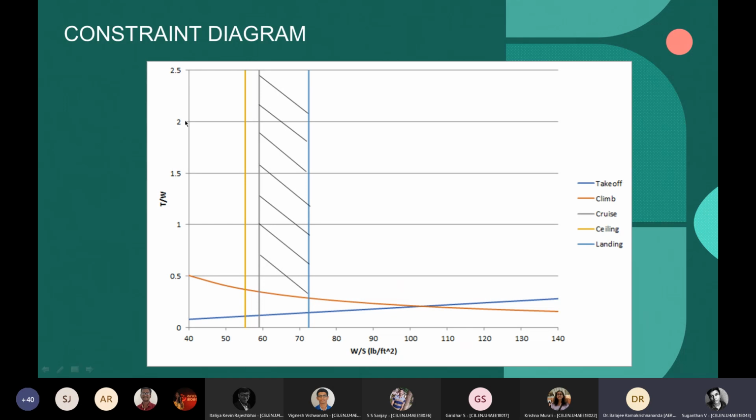Yes. So my final constraint diagram, as you have mentioned, but now I have to make a change on what is my wing area. But this is what I did before. Yes, sir. That's it, sir. Thank you so much.